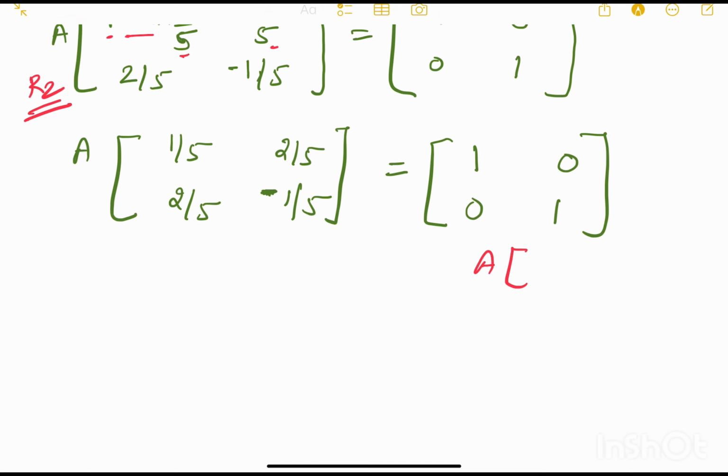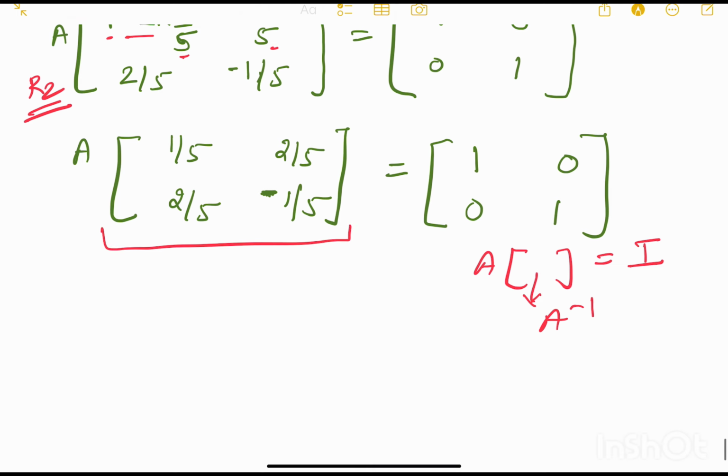This is the matrix which I've got multiplied with my A, and this is my identity. Now, this value, after multiplying it with A, gives me the identity, so it is nothing but my inverse, right? So this portion is my A inverse.